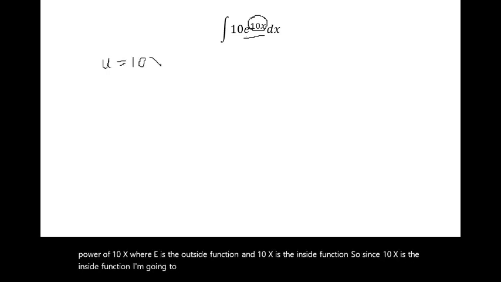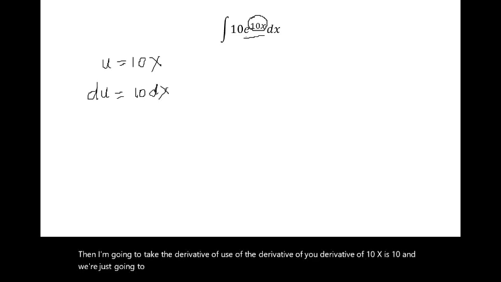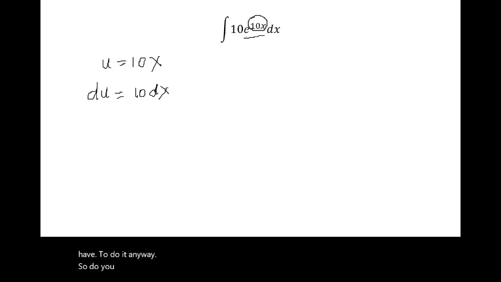inside function 10x. Then I'm going to take the derivative of u, so the derivative of 10x is 10, and we're just going to go ahead and move the dx over to this side right now, because we're going to have to do it anyway. So du is equal to 10 dx. So as far as what gets substituted, this 10x we are substituting with u. Both the 10 and the dx are getting substituted with du.